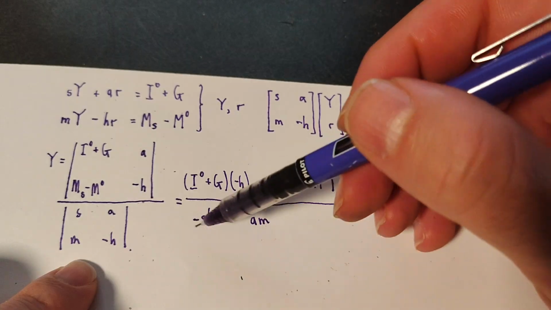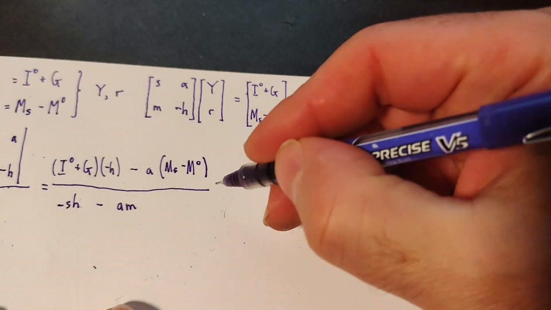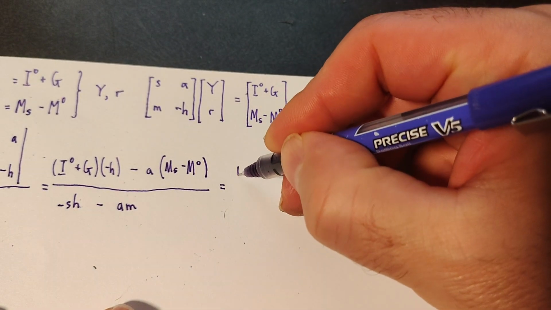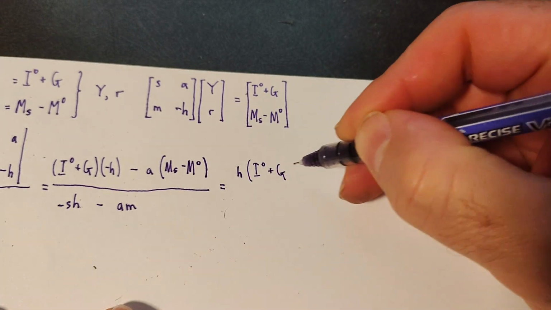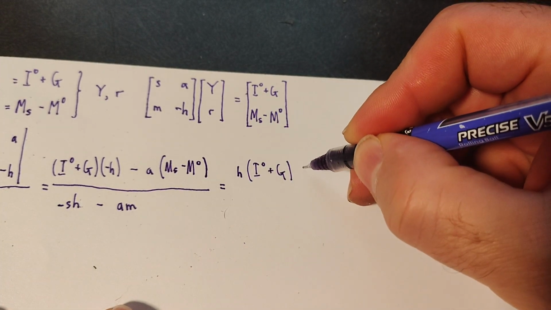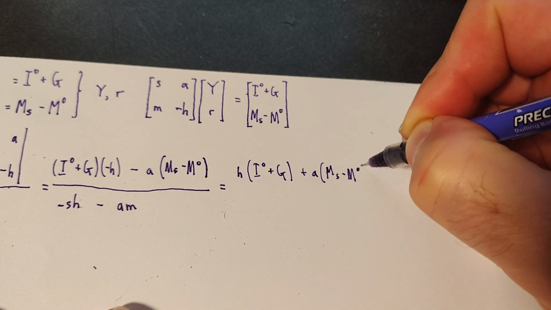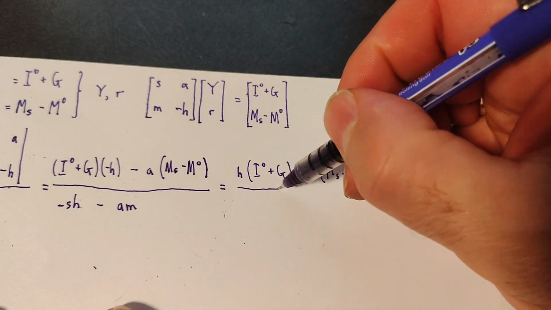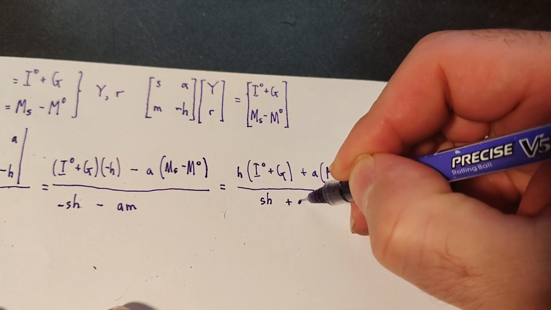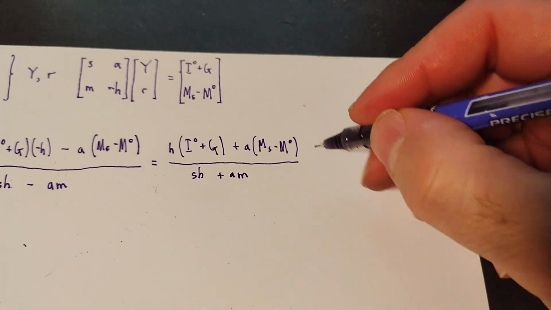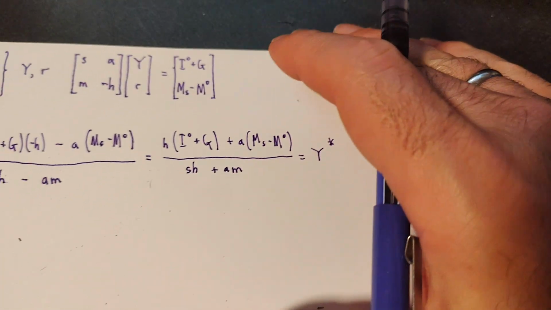So there seems to be a lot of negatives here that I believe can be factored out. If we multiply the top and the bottom by -1, it turns everything positive. So that just becomes H times I naught plus G plus A times MS minus M naught. And it's going to be divided by SH plus AM. Okay, so again, don't forget, this is equilibrium output. Put a star there to indicate that it's equilibrium output.